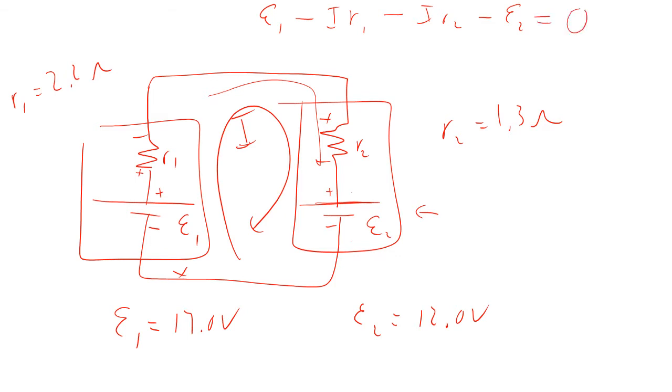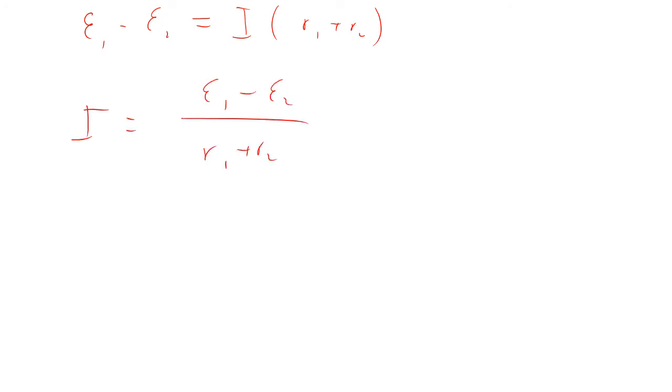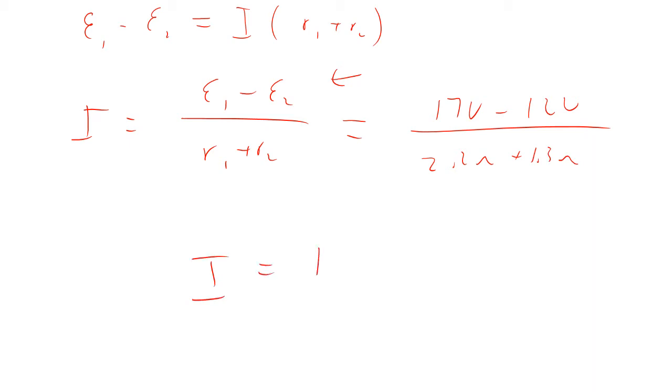So if I do some algebra on that, then what I have is that E1 minus E2 equals I times (R1 plus R2), or I equals (E1 minus E2) over (R1 plus R2). Notice the backwards battery provides a negative voltage right there. So this is 17 volts minus 12 volts divided by 2.2 ohms plus 1.3 ohms. So the current is 1.43 amps.